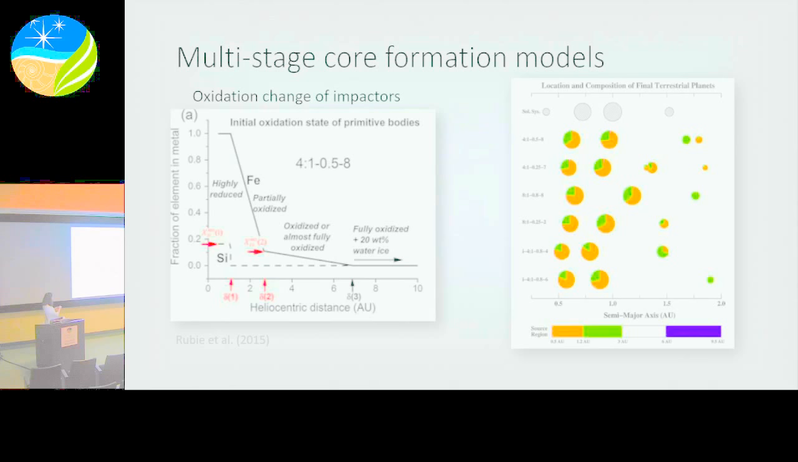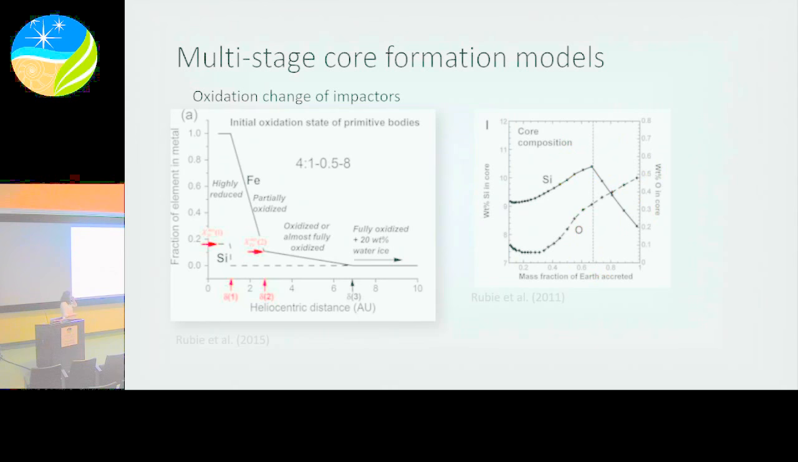So here, iron is fully reduced, so it's completely in the metal phase at these heliocentric distances. And as you go further out, the iron becomes mostly oxidized. So as the planet starts to accrete more of this material from further out in the solar nebula, it becomes more oxidized in these models. So they track a number of elements in the mantle in order to match the observed abundances, particularly of the trace siderophile elements in the mantle. And then they also calculate the core composition.